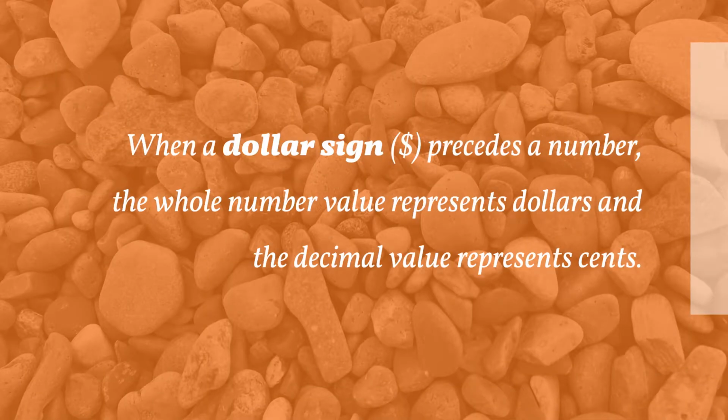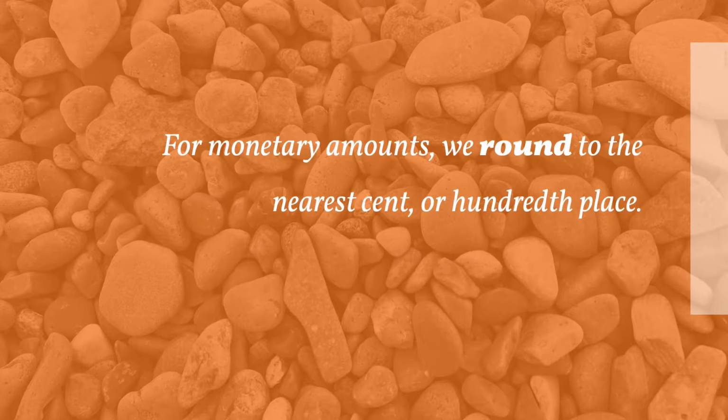When a dollar sign precedes a number, the whole number value represents dollars and the decimal value represents cents. The decimal point is read as an "and." For monetary amounts, we round to the nearest cent or hundredth place. For other business applications, we usually do not go beyond thousandths as a final answer.